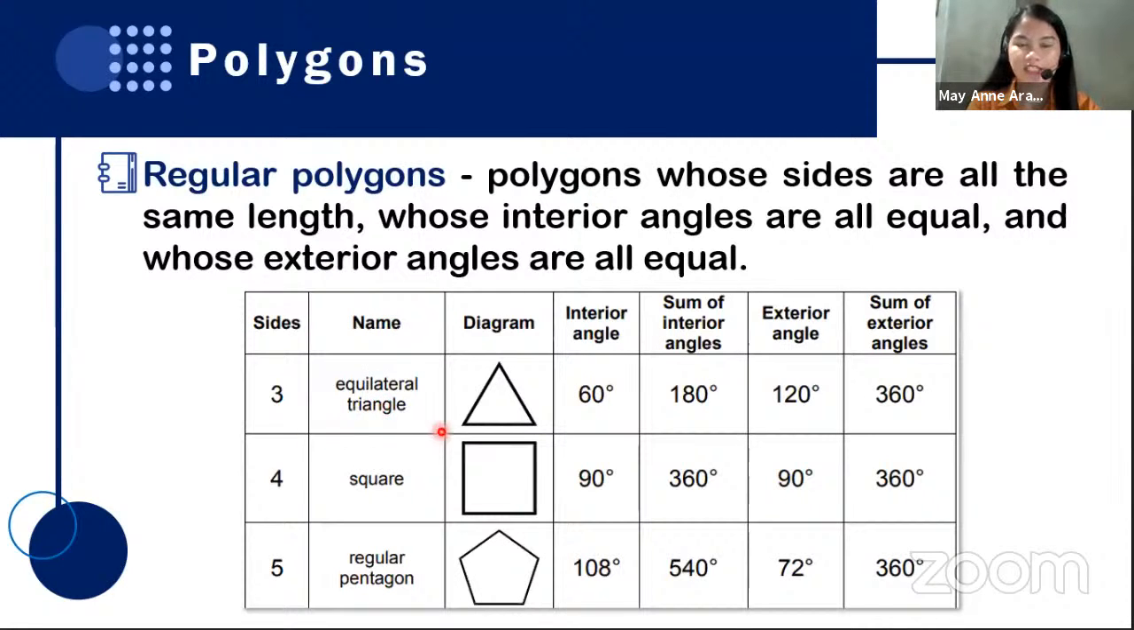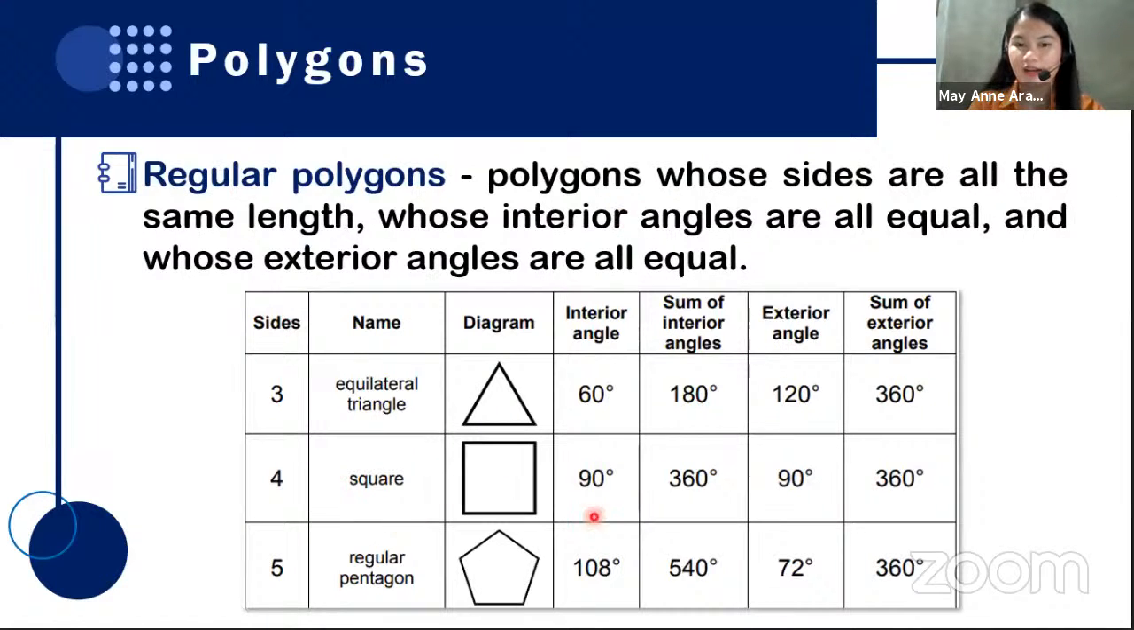Okay, for the equilateral triangle, we have this diagram. Each interior angle of an equilateral triangle measures 60 degrees, and the sum of the interior angles of an equilateral triangle is 180 degrees. For the exterior angle, each measures 120 degrees, and the sum of its exterior angles is 360 degrees.